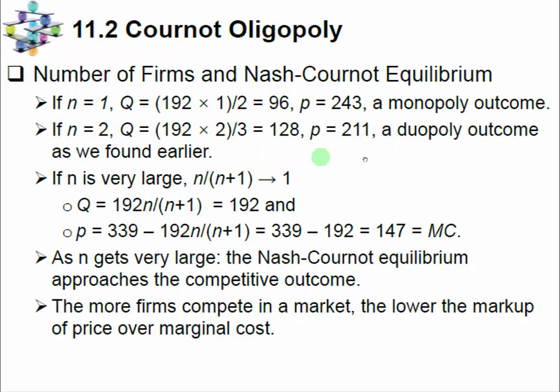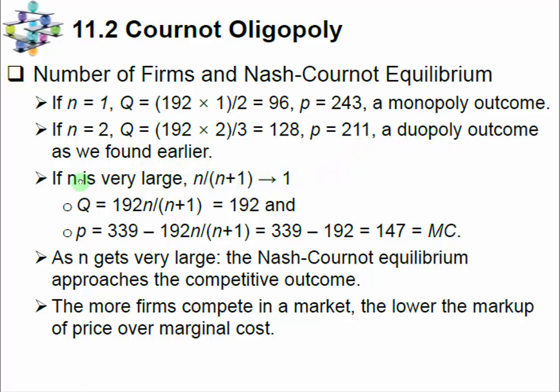Given the previous result, we can see that if there's only one firm in the market, we will have a monopoly outcome. That means the quantity supplied by this one firm will be 96 and the price will be $243. If there are two firms in this market, the total quantity supplied will be 128 and the price will be $211, which is our duopoly outcome.